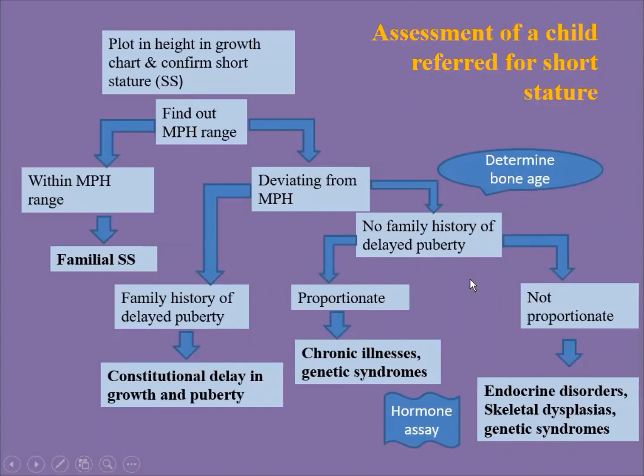Remember, even though there are frank features of endocrine disorders, when the child comes to you in the clinic, he or she may not have the full-blown picture. So only a slight delay. So you have to take a proper history, and determining the bone age and doing a hormone assay would be good. Hormone assay, especially thyroxine, because it's easily treatable. Just a single dose of thyroxine will put everything back to normal. So therefore, in any short stature, it is worthwhile doing the thyroxine level.